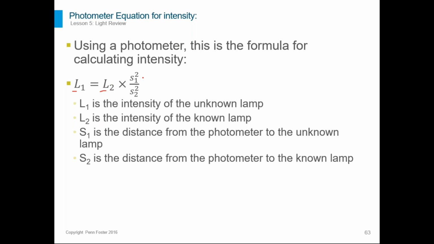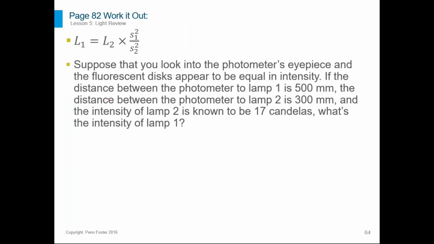And then over here, S1 is the distance from the photometer to the unknown lamp. So this is a distance, and we square it. And S2 is the distance from the photometer to the known lamp. So that's another distance, and we square it. So we just have distance squared divided by the other distance squared times the intensity of the lamp that we know. That's all we do. Okay, 3 things. Distance squared divided by the other distance squared times the intensity, and that gives us the one that we don't know. So here is a practice problem to use it, and you can ignore these page numbers.